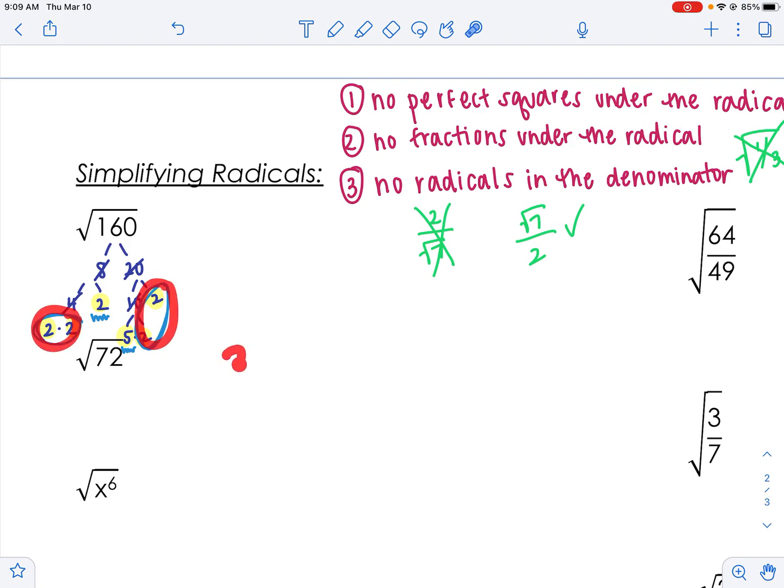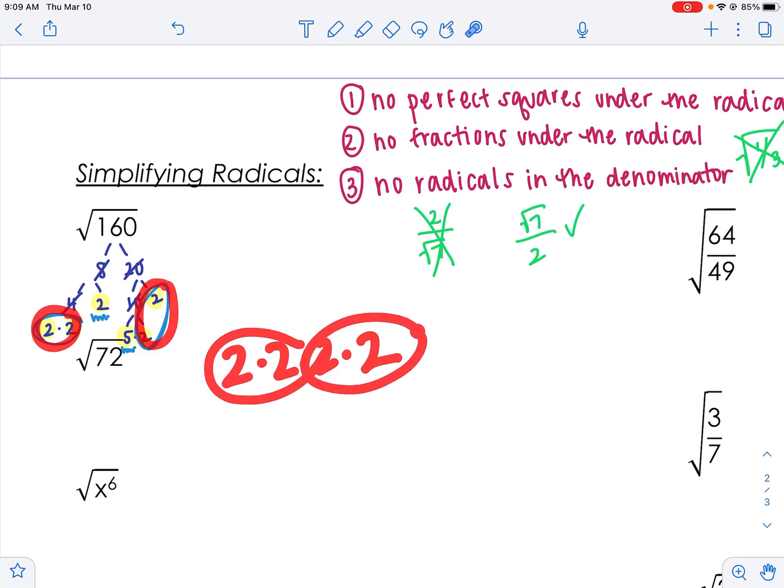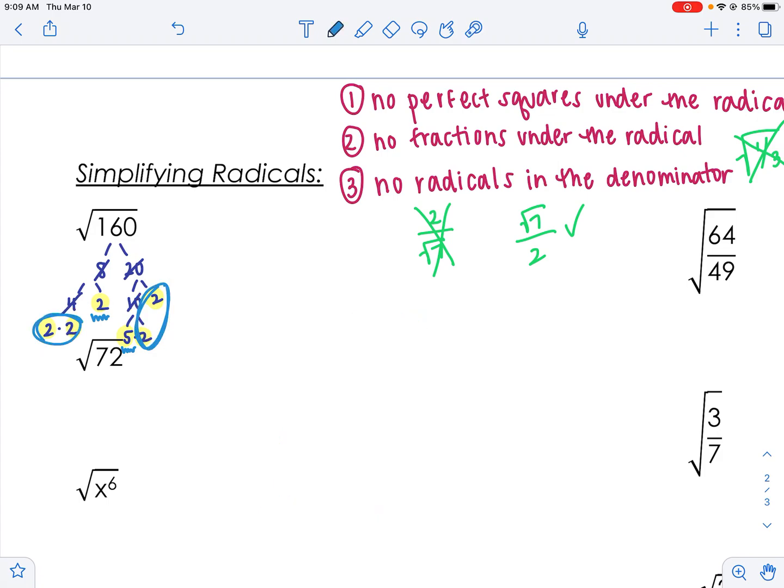So while I have 2 pairs of 2, I can't take out 2 and 2 and 2 and 2. I can only take out 1 per pair. So I'm going to take out 2 and 2. If I take out 2 and 2, 1 per pair, 2 times 2 would be 4. That can come out because I took out 1 per pair.